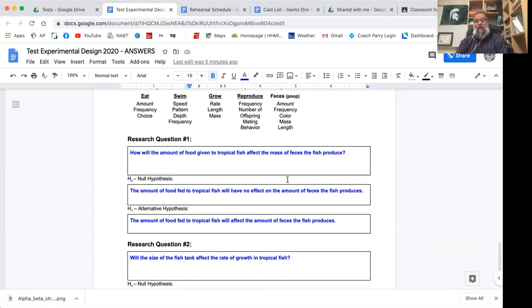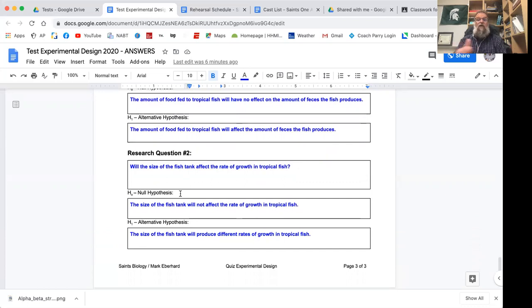If I do see a difference in the amount of poop produced, then I go to my alternative hypothesis. The amount of food fed to tropical fish will affect the amount of feces the fish produces. I do expect to see a difference. But you can only consider your alternative if you first gather evidence to reject your null.